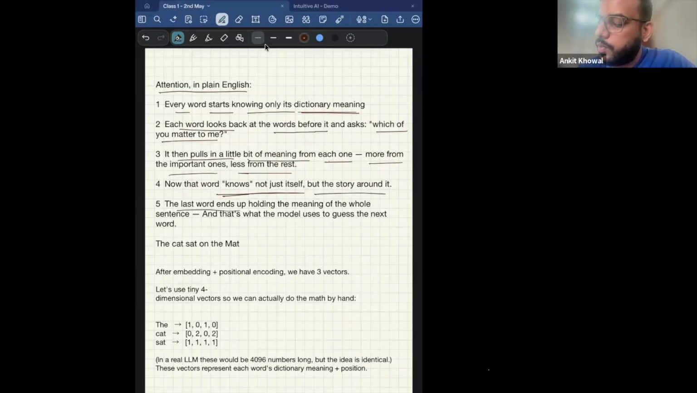The last word ends up holding the meaning of the whole sentence, right? Like in our question mark example, we saw how this will hold the whole meaning, and that word is what the model uses to guess the next word, right? We are clear on this part. We have seen it end to end.